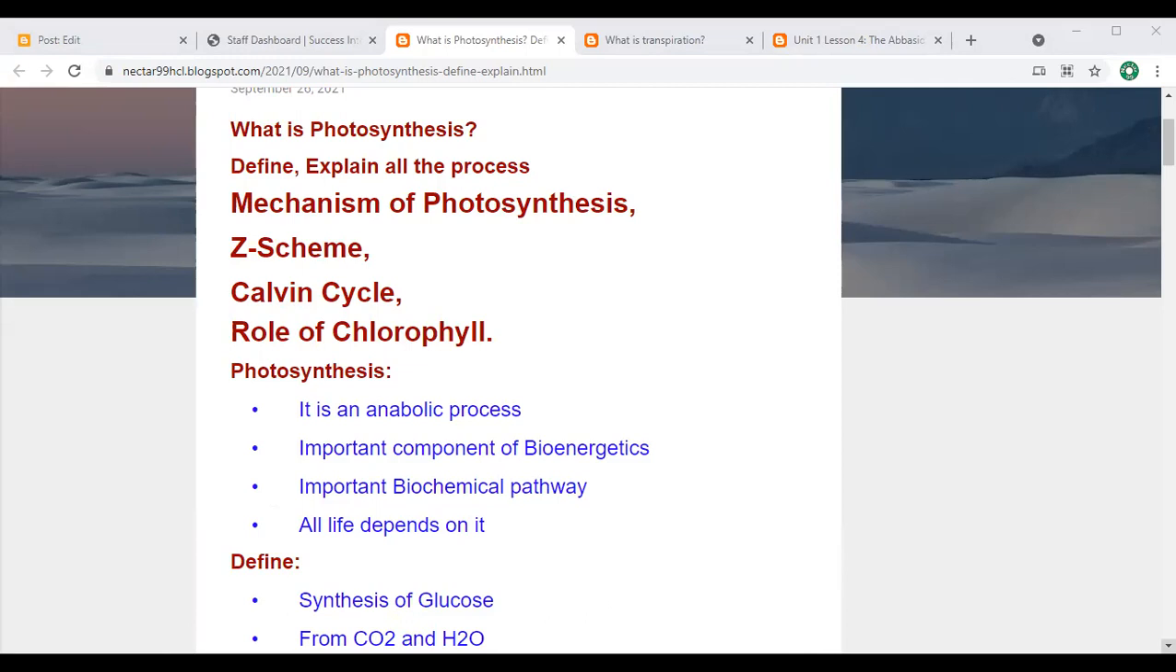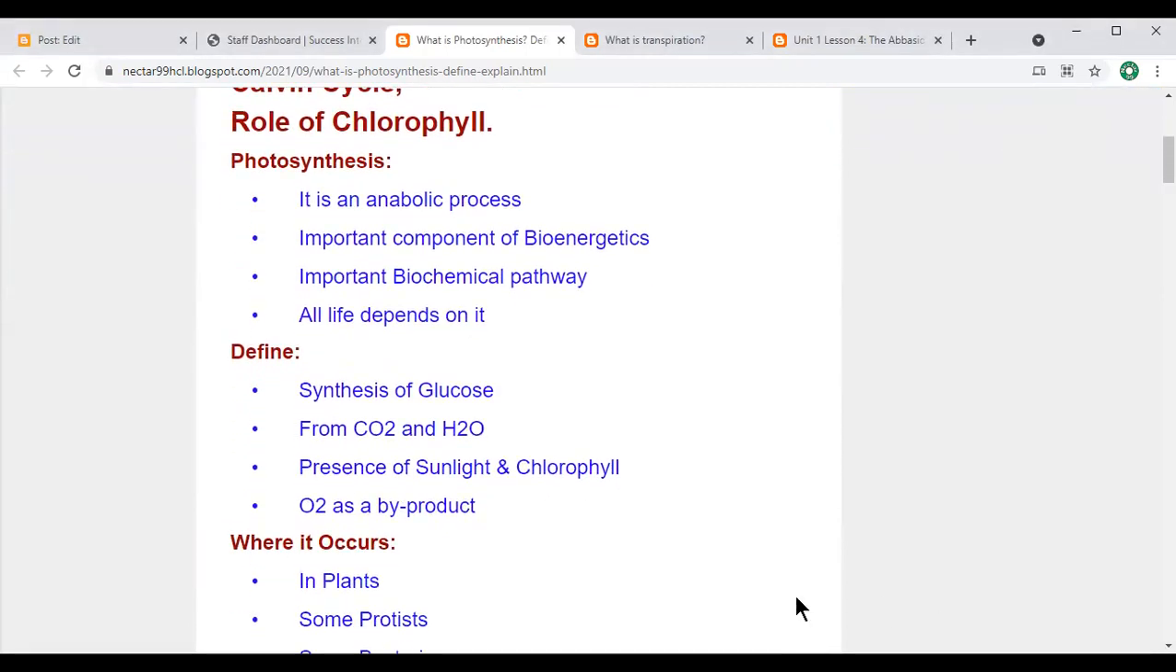Here you can see the synthesis of glucose. What is the first thing here? During this process, what do we get? Number 1, synthesis of glucose. How can we make this? You remember that we need the raw material. What are the raw materials? Carbon dioxide and water, in the presence of sunlight and chlorophyll. The oxygen is a byproduct.